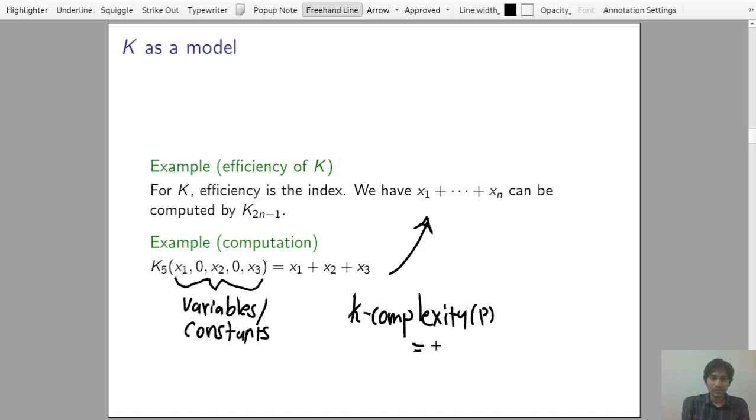Using this, we can define the k complexity of P as the minimum index of k that computes P. For example, if you look at this polynomial x1 plus up to xn, its formula complexity is n minus 1 and its k complexity is 2n minus 1. So it is slightly larger, but it is not much worse because they are related by a constant factor.